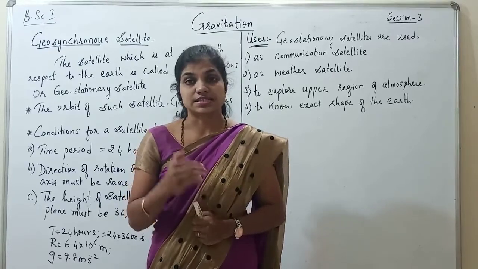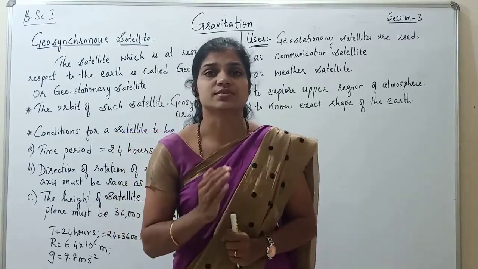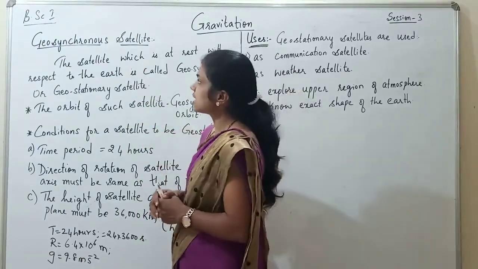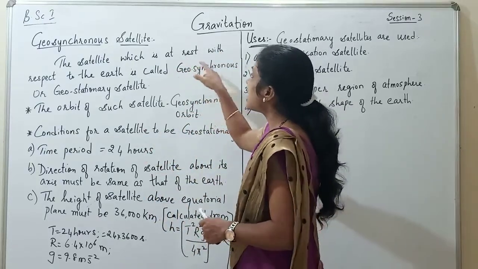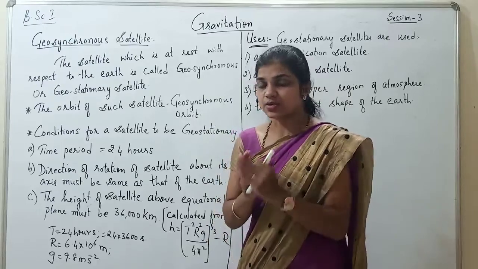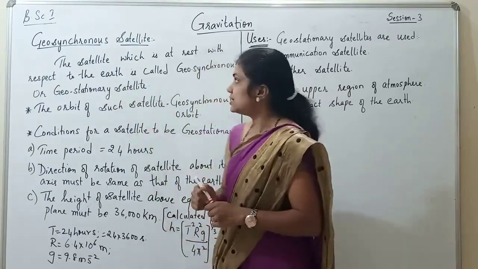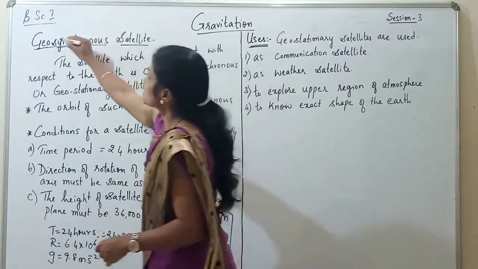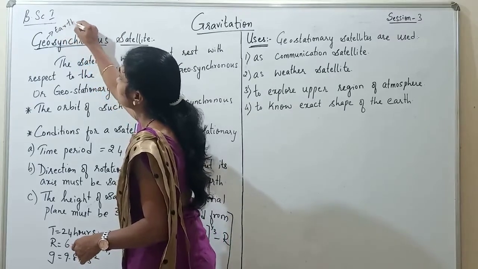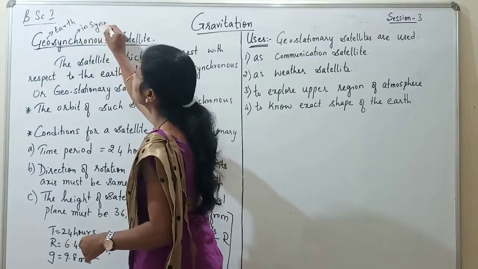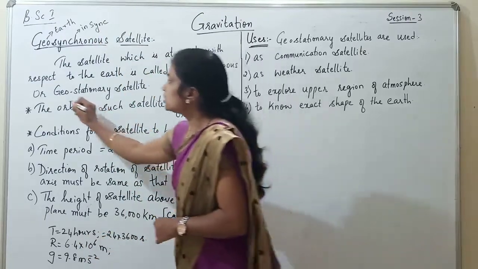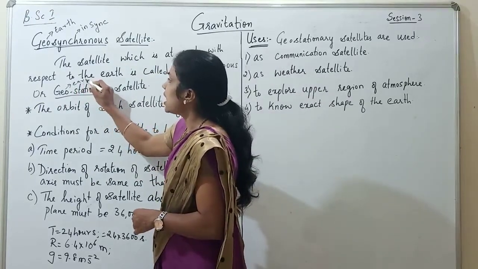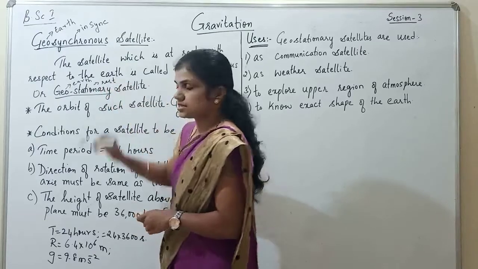Now we are going to study in this session about geosynchronous satellite. What is a geosynchronous satellite? A geosynchronous satellite is a satellite which is at rest with respect to the Earth. That is why we are calling it geosynchronous. Geo means Earth and synchronous means in sync with the motion of the Earth, or it is also called a geostationary satellite. Again, geo means Earth and stationary means it is at rest.